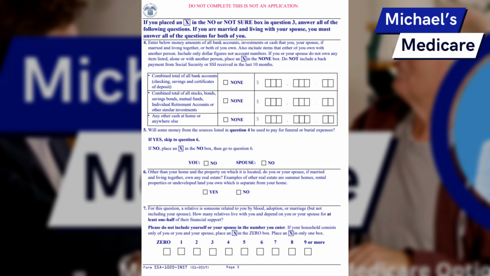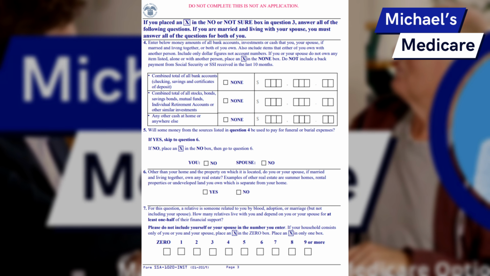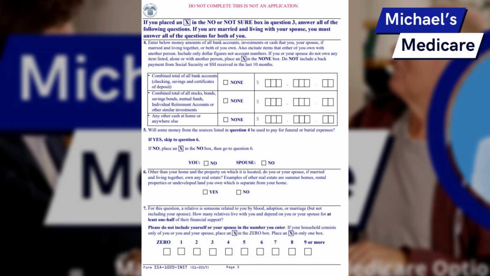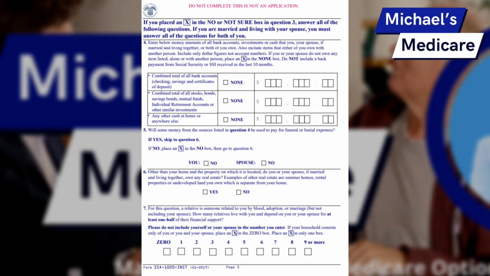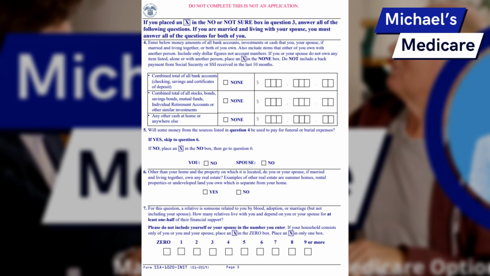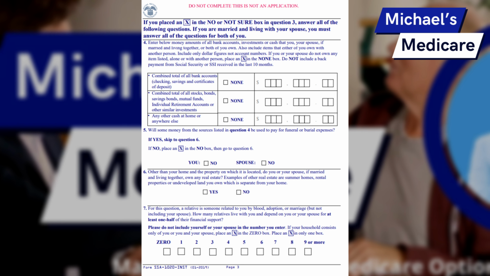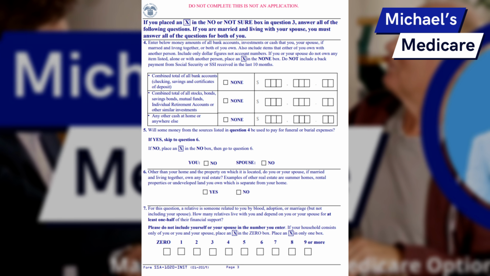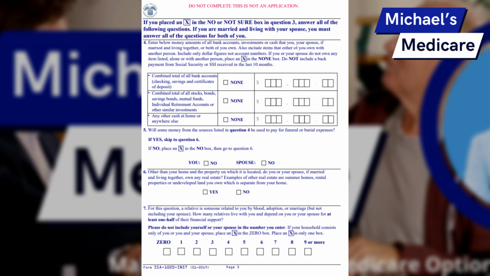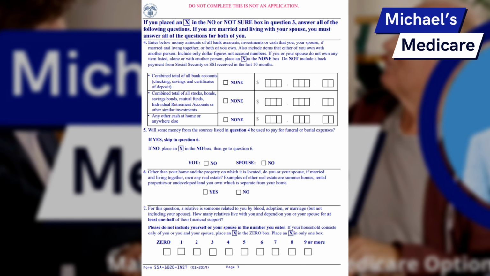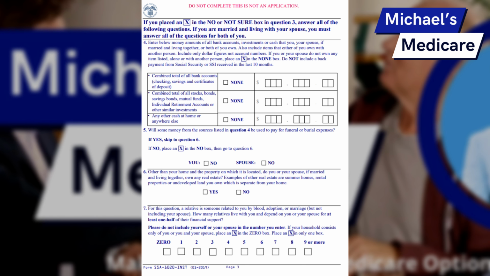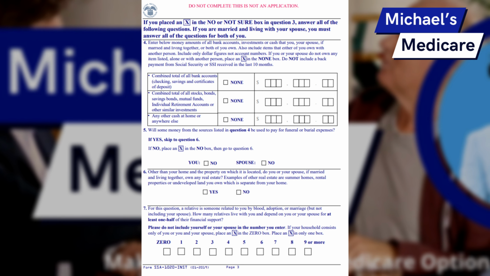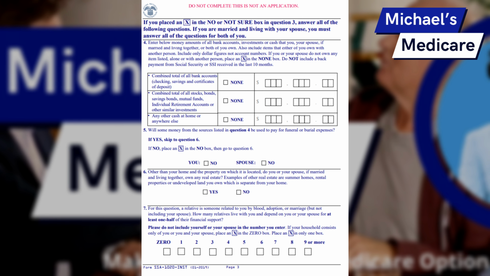Next up, it says, if you placed an X in the no or the not sure box in question number 3, answer all the following questions. If you are married and living with your spouse, you must answer all the questions for both of you. So number 4, enter below money amounts of all bank accounts, investments, and cash that you, your spouse, if married and living together, or both of you own. Also include items that either of you own with another person. Include only dollar figures, not account numbers. If you or your spouse do not own any items listed, alone or with another person, place an X in the none box. Do not include back payments from Social Security or SSI received in the last 10 months.